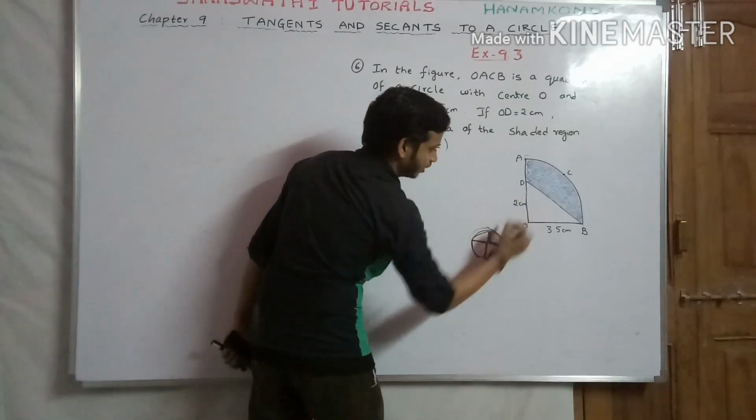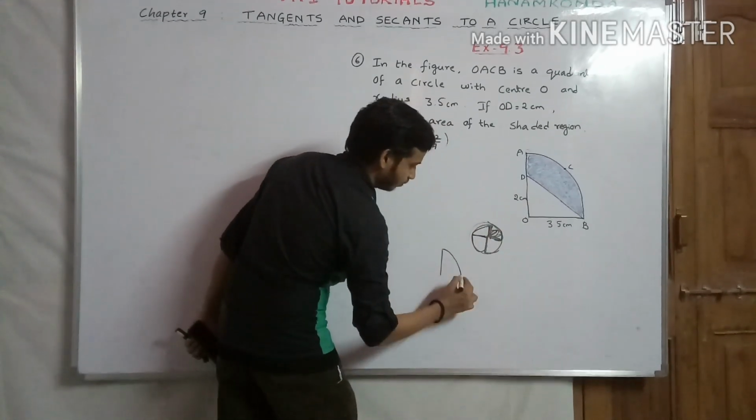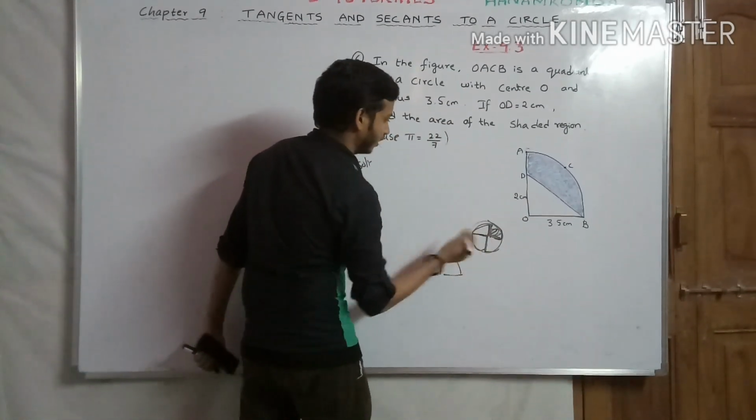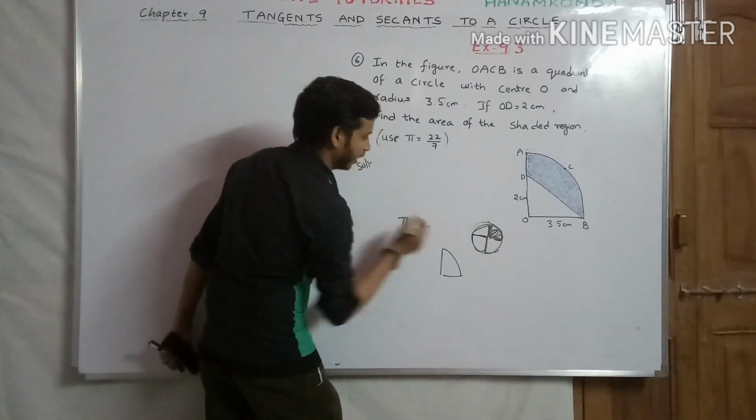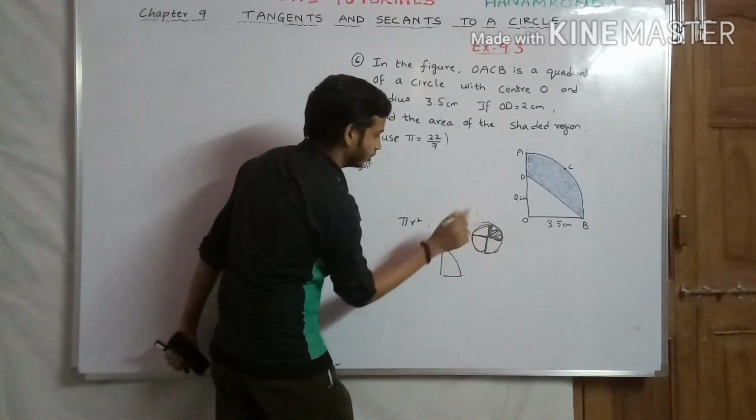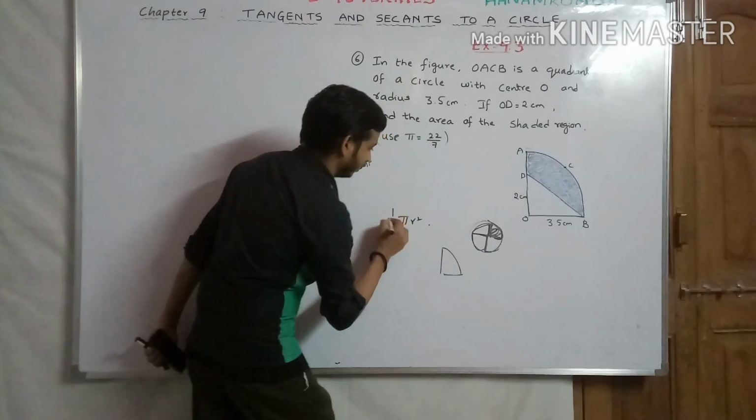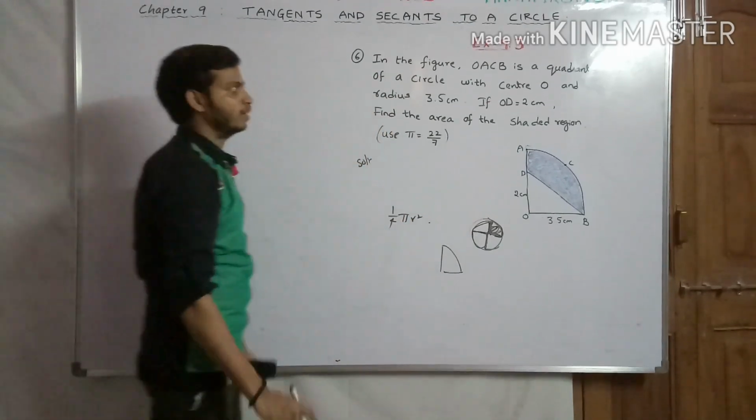So here it is mentioned the first quadrant. Okay, so this is the first quadrant. So we know that the area of a circle is pi r square. Since the quadrant is the fourth part of the circle, the area of the quadrant is 1 by 4th of pi r square.